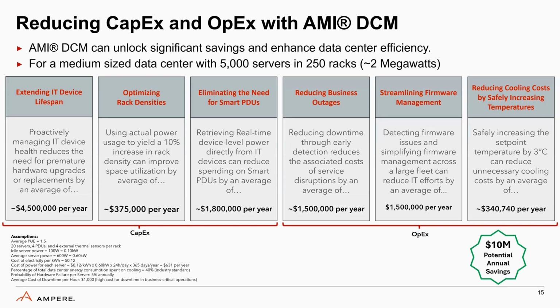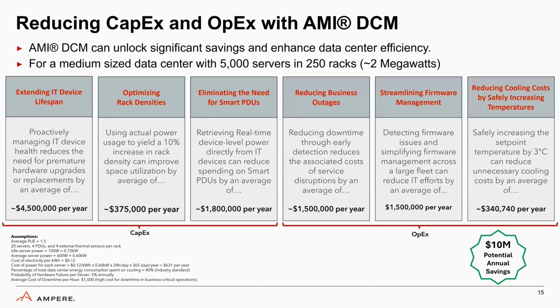You've also got no need for smart PDUs because we're scraping all the information from the PDUs themselves. You also will have less downtime of your servers. You can schedule outages as opposed to them happening randomly based upon failing components. So this should save you on average $1.5 million a year. You're also going to be pushing streamlined firmware updates to all those systems, again, so that you can reduce outages. All of these things can be properly managed and scheduled. Can save you that 1.5 million as well.